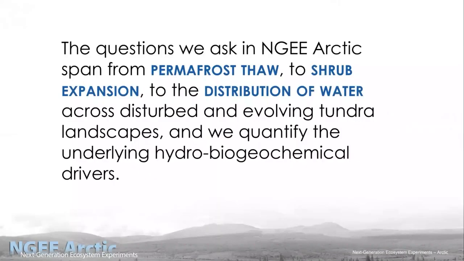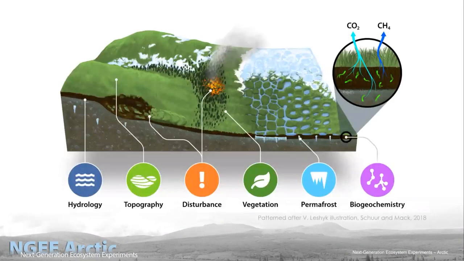And we ask a lot of different questions within the NGEE Arctic project. Our questions span permafrost thaw, shrub expansion, the distribution of water across disturbed and evolving tundra landscapes, and also quantifying the underlying hydrobiogeochemical drivers. One way to think about that is to think about the Arctic landscape. This illustration is patterned after a diagram that Victor Leshik out of Northern Arizona University drew. He's an amazing artist. It shows that the questions we're asking in NGEE Arctic span the entirety of the Arctic ecosystem, from hydrology to topography to disturbances like fire and thermokarst, thinking about vegetation, shrub expansion, underlying permafrost, and biogeochemical processes where carbon dioxide and methane are released to the atmosphere, something we think about a lot with climate change.